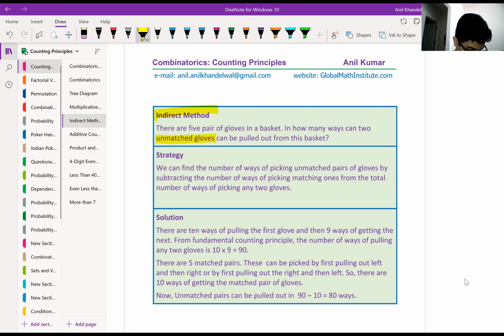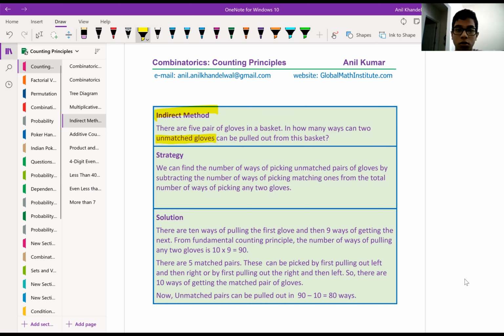Now we are saying that we have 5 pairs of gloves in a basket. We have to pick up unmatched pairs, right? So one way is to directly figure out how many ways you can get unmatched pairs, right? That could be slightly difficult. How about thinking like this? How many ways can you pick out matched pairs? You get the idea. That becomes easier because you know that there are only 5 pairs of gloves, right?